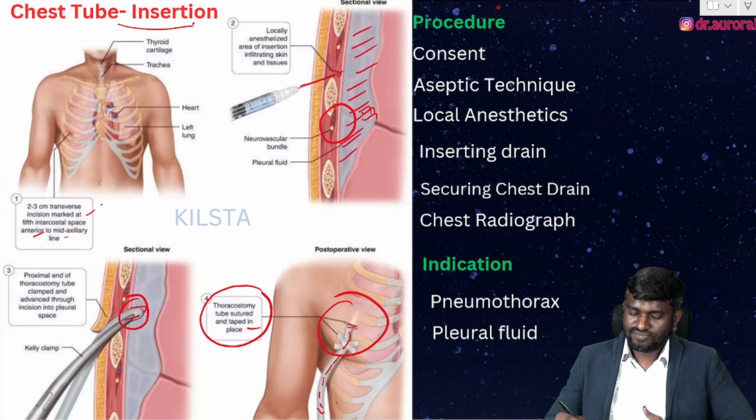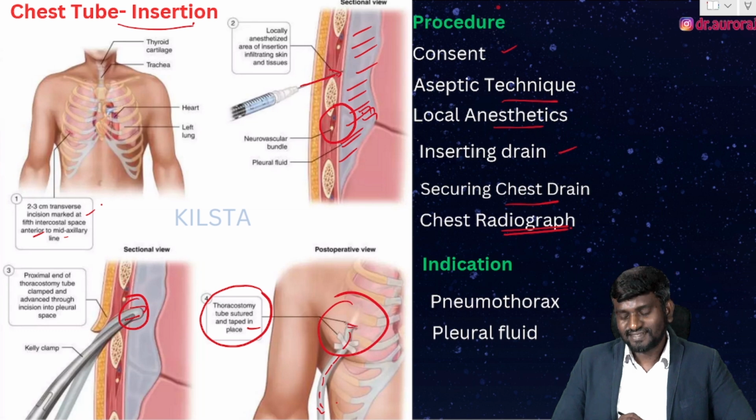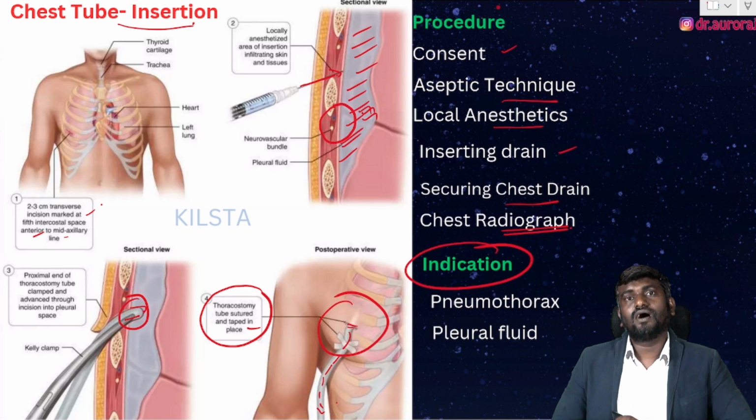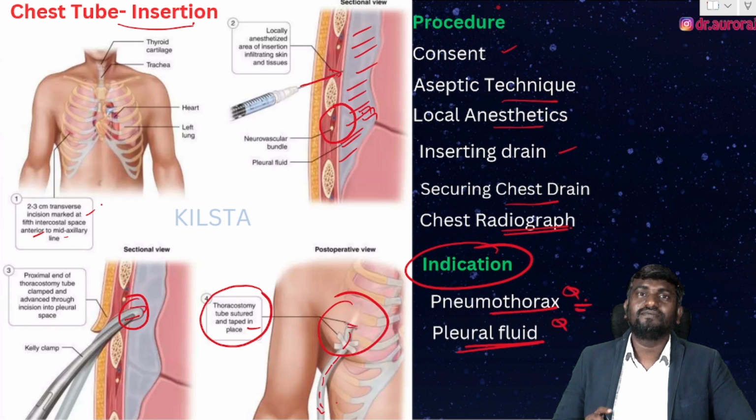How do you do the procedure? First of all, you're going to take the consent from the patient. You're going to follow the aseptic technique. You're going to use the local anesthetics, inserting the drain and securing the chest drain, along with, to confirm, you'll go for a chest radiograph. In which cases are you going to do chest tube insertion or thoracostomy? It is going to be for pneumothorax and pleural fluid. These are two important points to be remembered.